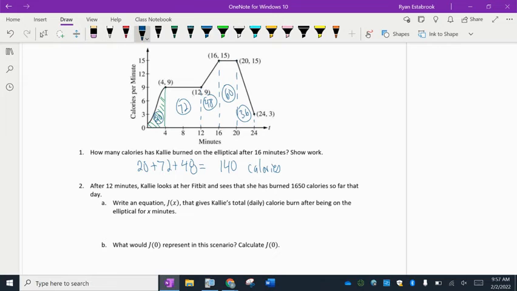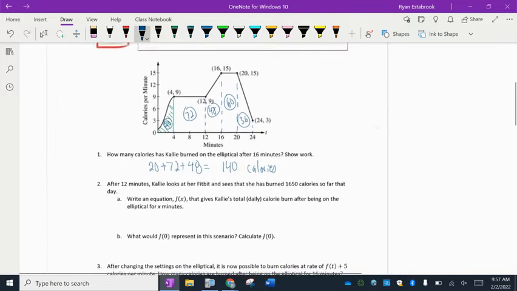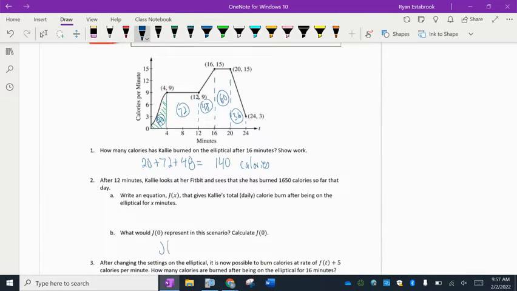There's question A. I want to go down to question B first because I think that would be helpful for us. Could you work your way backwards to figure out J of 0? Now, J of 0 corresponds to just starting on the elliptical. That doesn't mean that's the start of her day. She's done things prior to that, so she's already burned off some other calories. So if she has burned 1,650 calories 12 minutes after this starts, could you work backwards to figure out J of 0?